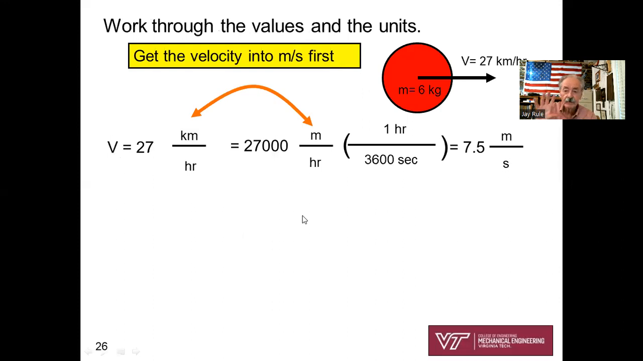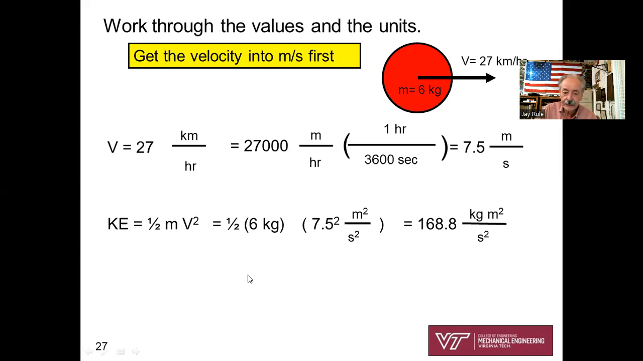Here's what I do in my solution. First thing I do is get the velocity into standard SI units, meters per second. So we're going to go through the same drill of unity, 27 kilometers per hour. Well, that's going to be 27,000 meters per hour. And then unity. There are 3,600 seconds in 1 hour, 60 times 60. So we do the math, we do our units cancellation, and we get the velocity 7.5 meters per second. It's our intermediate work.